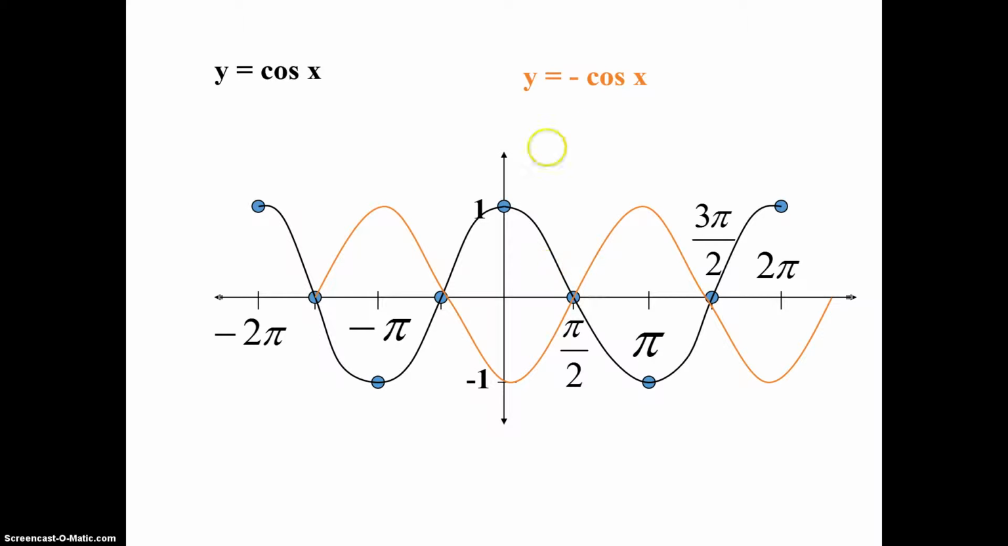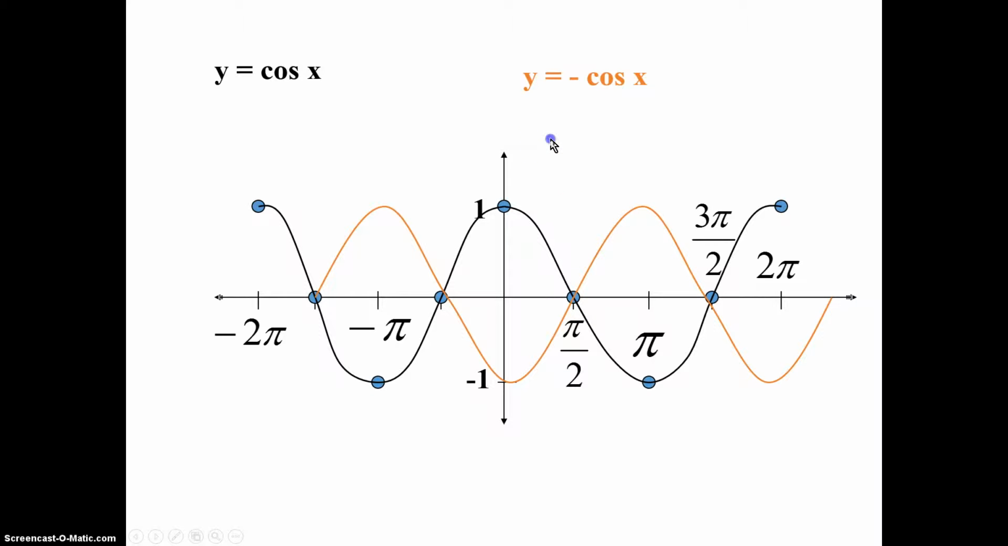See, notice how this point right here has now flipped and gone down here. This point here has flipped and gone up here. And notice what happened to this point. This is where both the black cosine wave and the orange cosine wave intersect, because it didn't change.